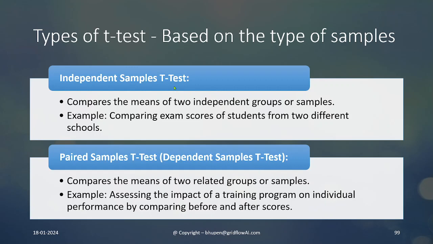So most of the data science and AI work that we encounter is going to be mostly independent sample t-test, unless it is a medical domain or some pharma domain or some other specific domain. You might have to think about paired sample t-test.